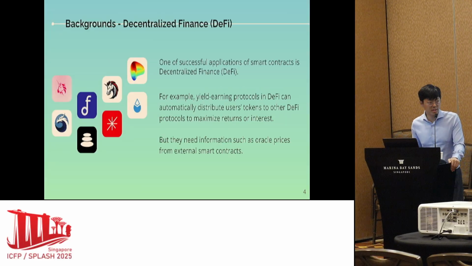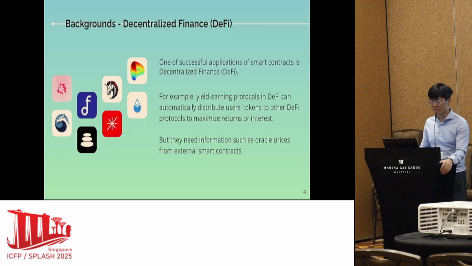One of the most successful applications of the smart contract is decentralized finance, DeFi. For example, yield earning protocols in DeFi can automatically distribute users' tokens to other DeFi protocols to maximize the users' returns or interest, but they need information such as Oracle prices from off-chain or from external smart contracts.